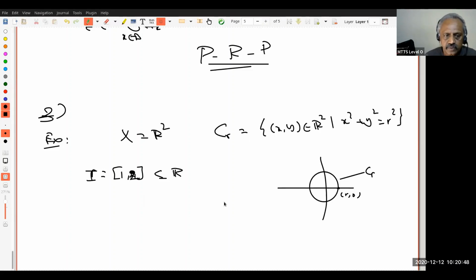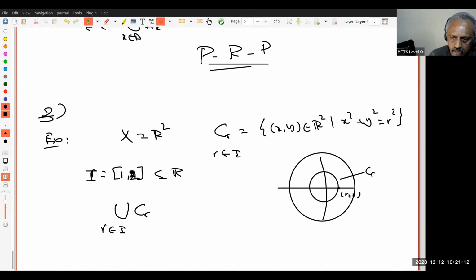Therefore, what is the union of C_r, r in I? This is the union of all circles with radius from 1 up to radius 2. You understand that? So this is, let's say, the circle of radius 1 and this is the circle of radius 2. Let us say this is 1 and this is 2. Then all these circles together form an annular region. And both the boundary circles are also included. This is C_1, that is C_2, both are included. Do you understand that?